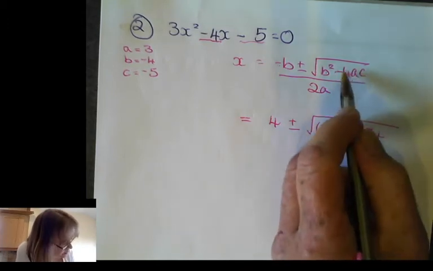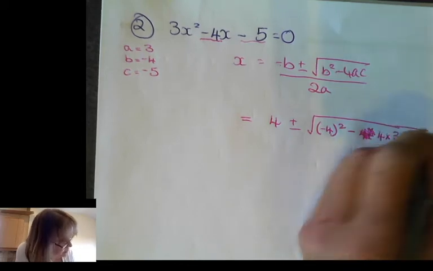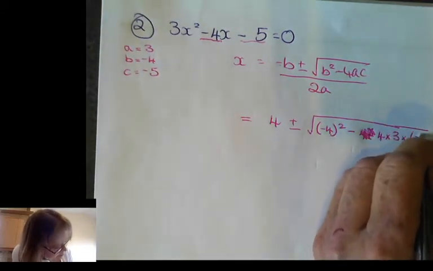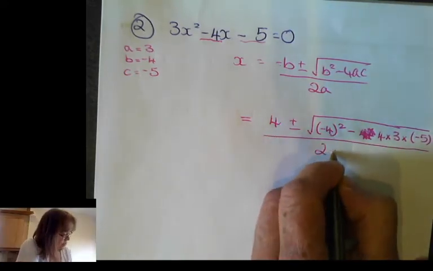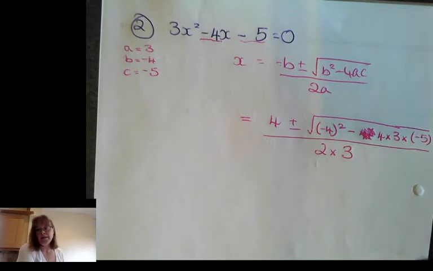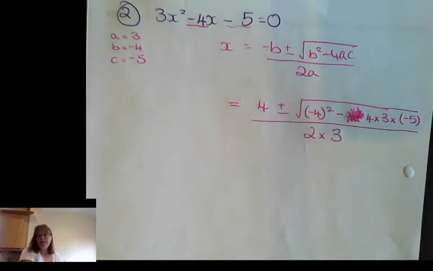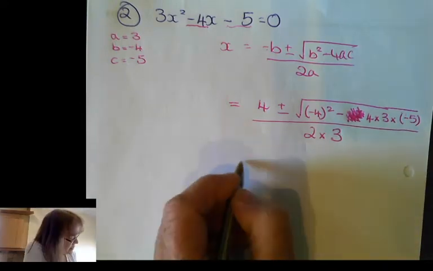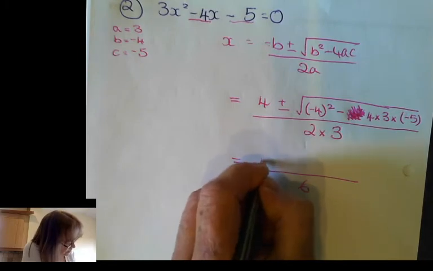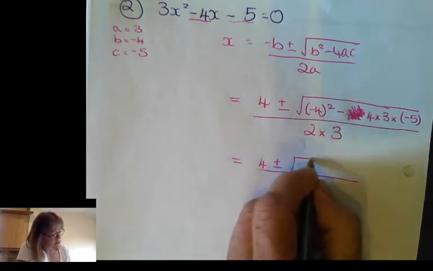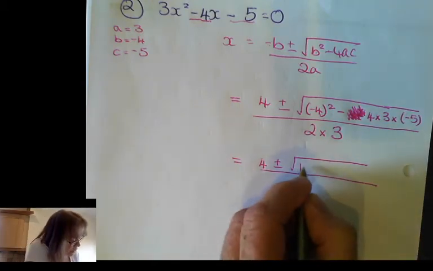So then I am doing minus 4 multiplied by A multiplied by C, and I'm going to put my minus 5 in brackets here, and 2 times A, and A is 3. So again, I've just filled in my formula fairly badly in my case. And now I'm going to do a little bit of tidying up. So on the bottom, 2 times 3 is 6. And on the top, negative 4 times negative 4, I think gives me positive 16.